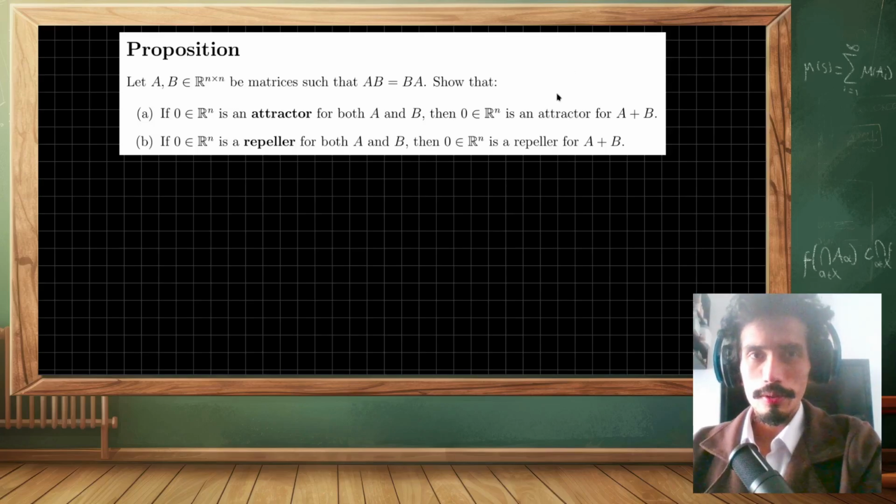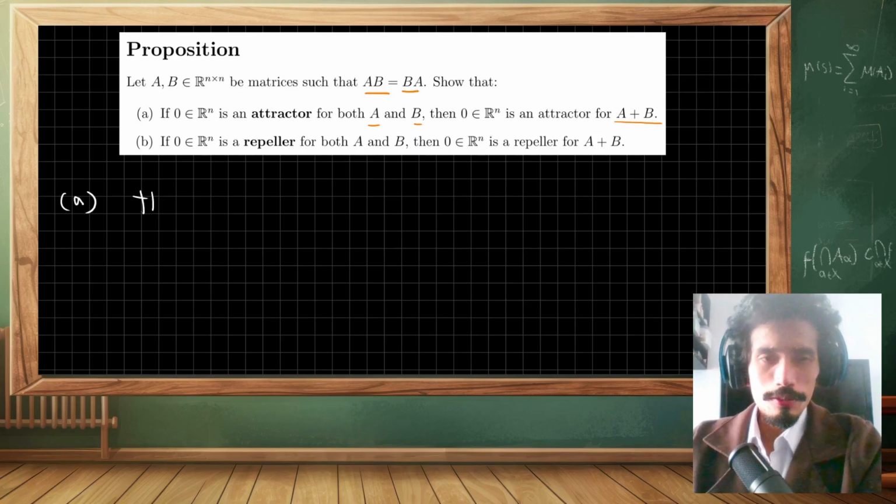Good evening. We will solve this proposition, we will prove it. And the proposition tells us that in the first place, two matrices commute, and the origin for the pair A, B is an attractor of both matrices. Then we will prove that the origin is also an attractor of the sum of these two matrices.